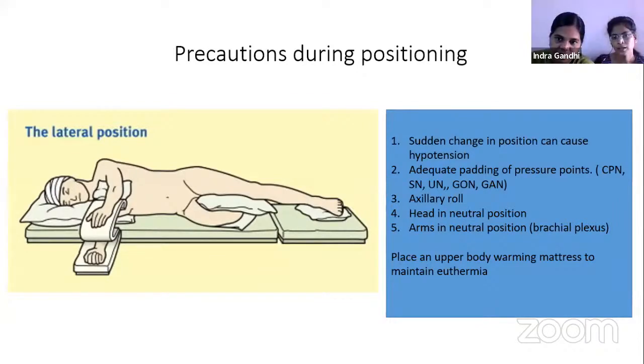Dependent ear, eye, shoulder, dependent shoulder, and hip bone, and knee. Lateral flexion of the neck can occur, so we have to position the head in a neutral position. Arms? Resting arm rest should be there, so arms also should be in a neutral position.